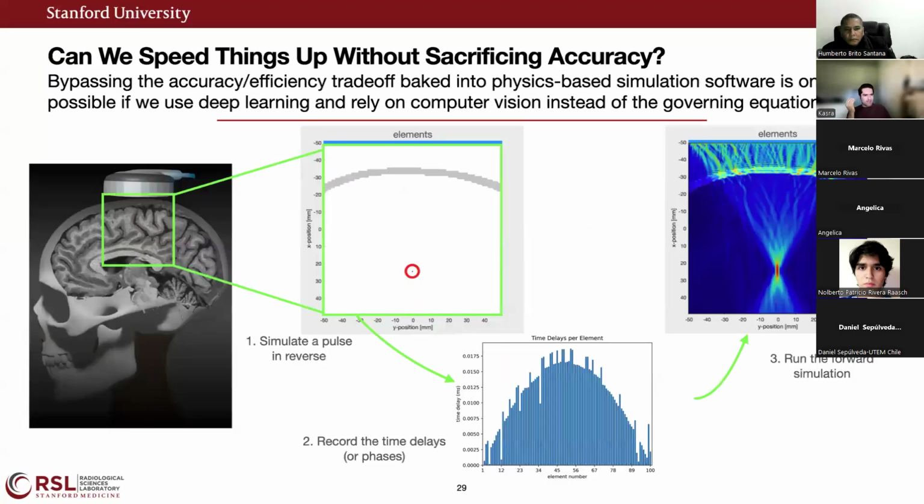So how can we do that? The idea we had was, if we want to do this fast, we have to essentially bypass all of these steps and have a method that helps us go directly from the input to the output using deep learning. The algorithm that we came up with, we called it TUSNet.